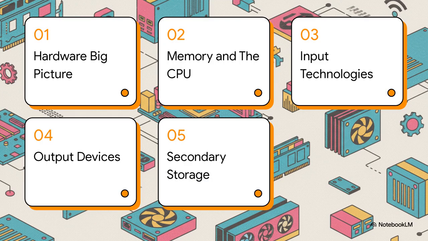Here is our roadmap for the session. We'll start with the hardware big picture, move into memory and the CPU, check out input technologies, explore output devices, and wrap up with secondary storage. Compartmentalizing these 5 categories is literally how you build a reliable mental model for field troubleshooting.